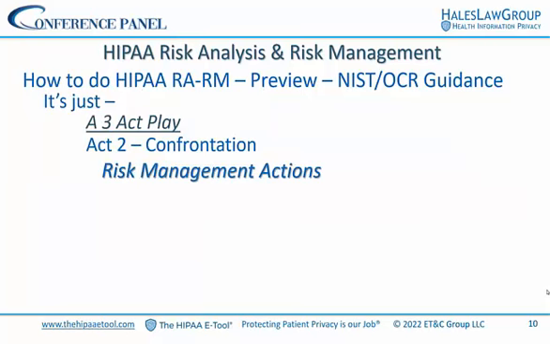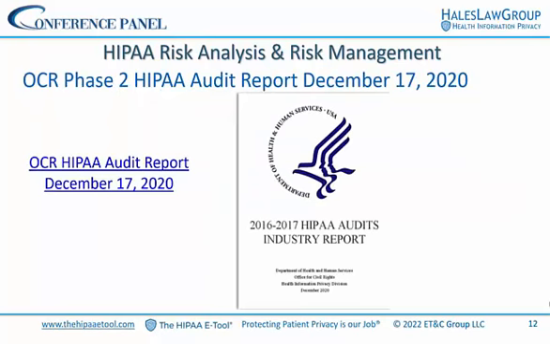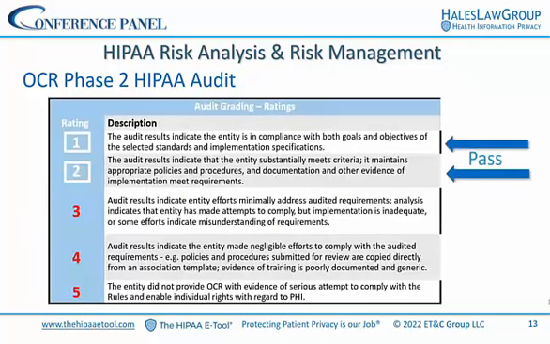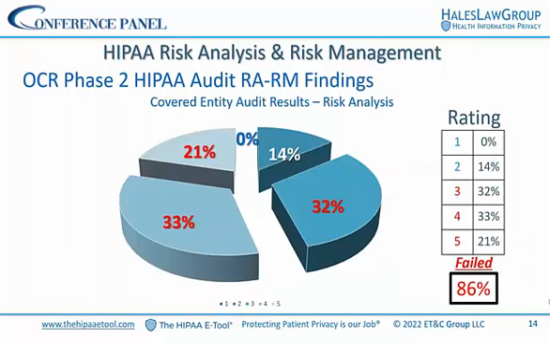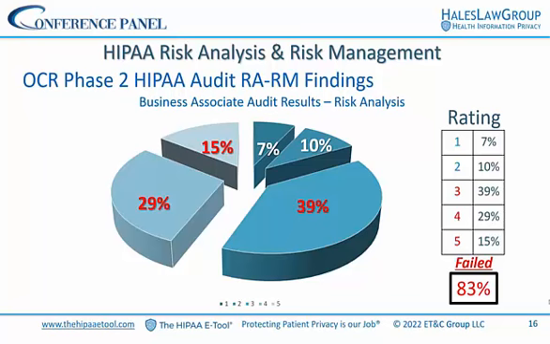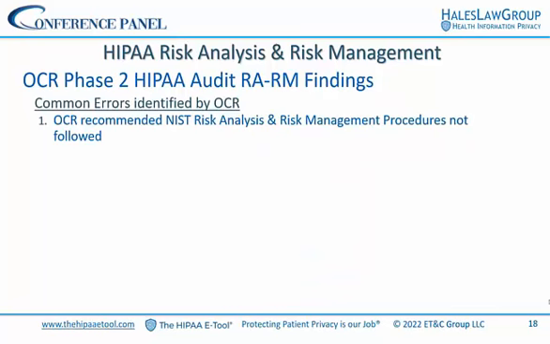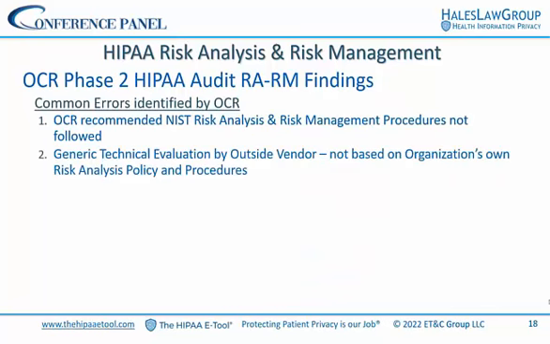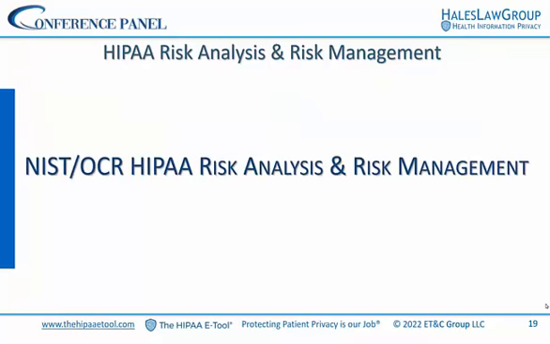Now, getting back to the three-act play, here's a link to the audit and a picture of its first page. So let's see how they did. By the way, the audit graded organizations on risk analysis and risk management. For risk management, 94% of the covered entities failed. Business associates fared a little bit better. Let's look at the common errors OCR found, and at the NIST and OCR guidance.